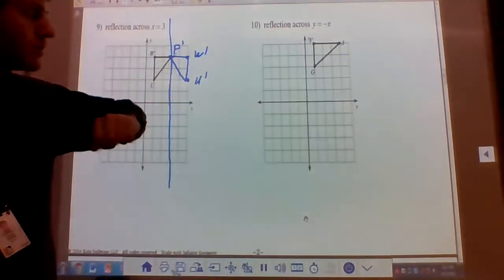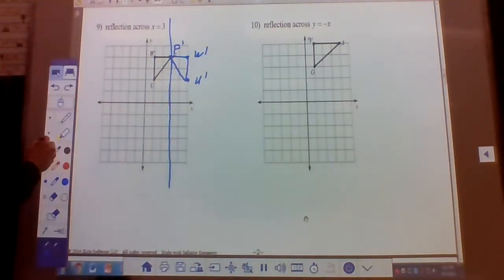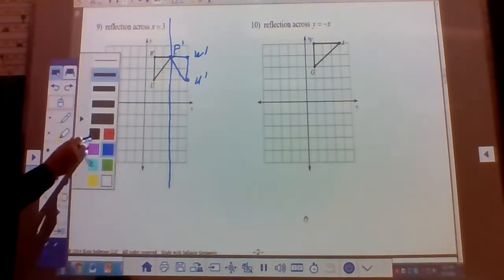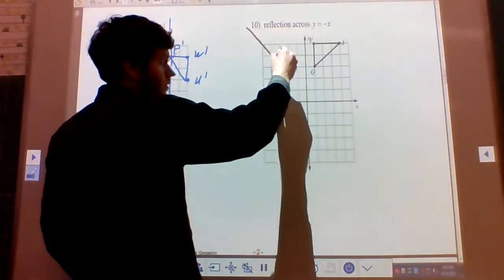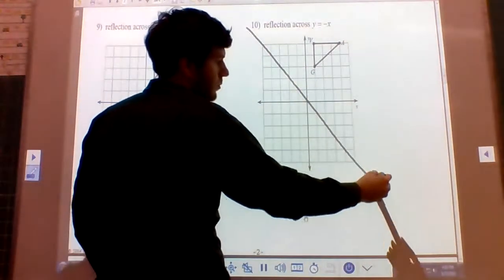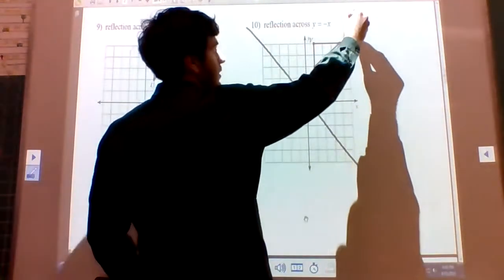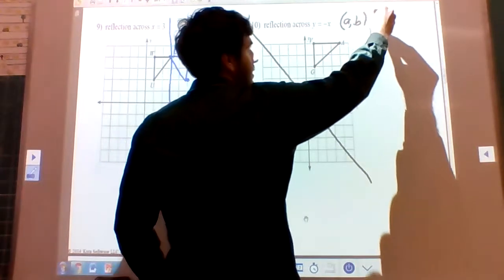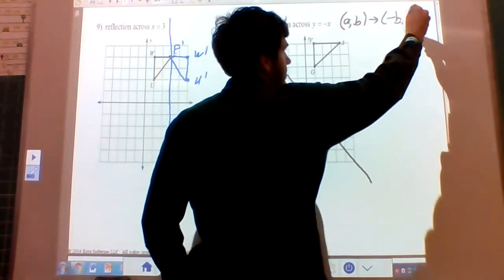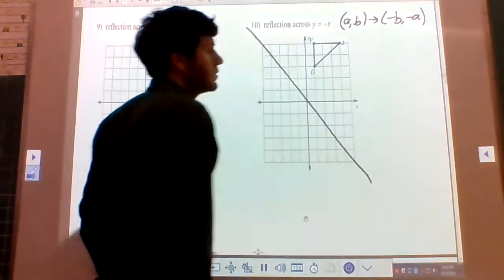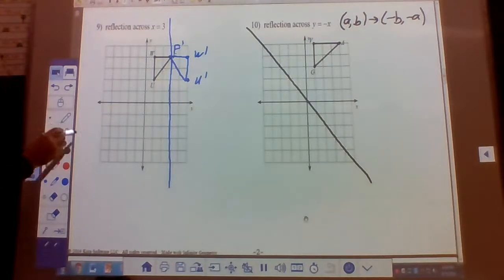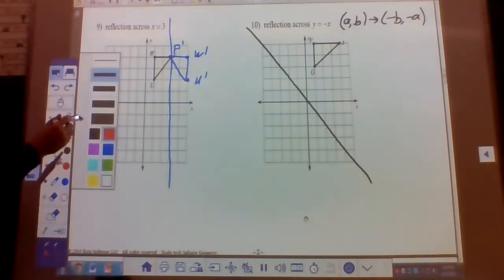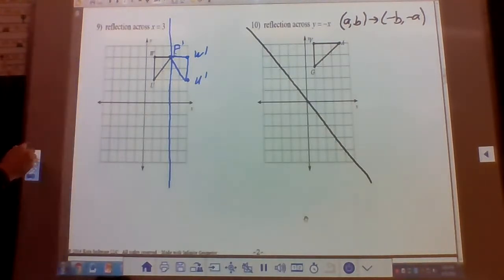Okay. Y equals negative x. So we have a formula for that. Let's draw on the line y equals negative x first. So here's our line. Y-intercept is 0. Slope is negative 1. We know that (a, b) is going to go to (negative b, negative a). This one's a hard one to do visually, and it's a little bit stretched here on this smart board on the Promethean here. So let's write the points out.